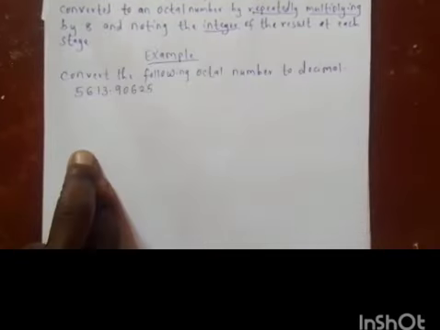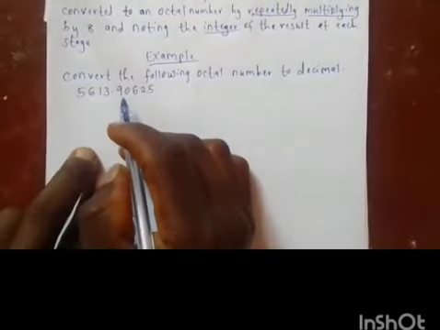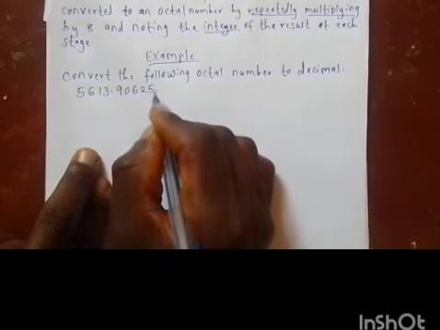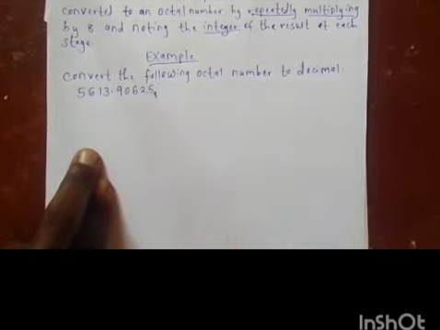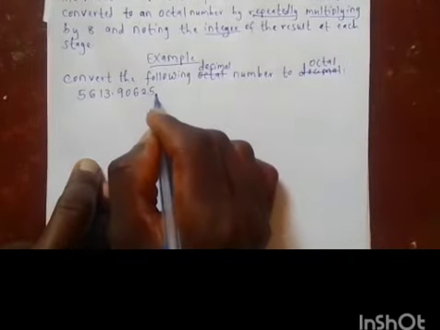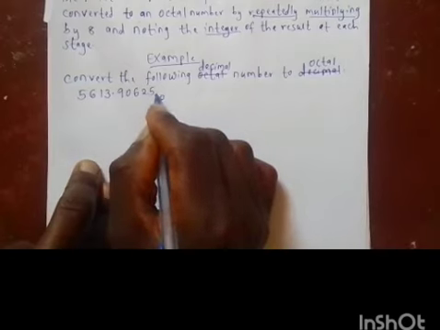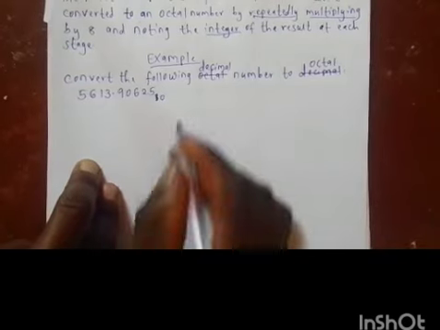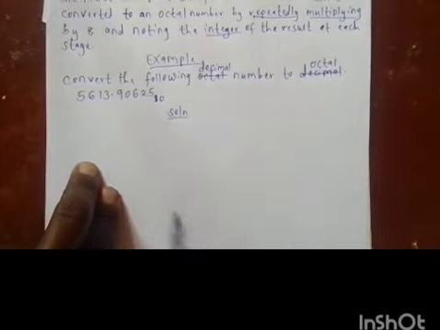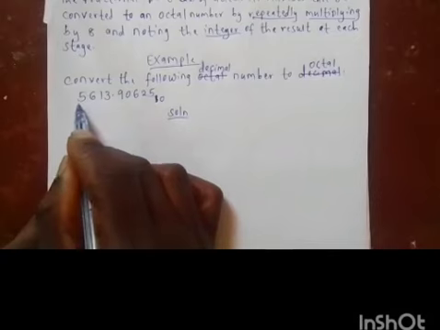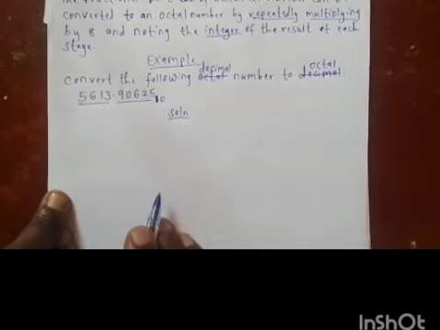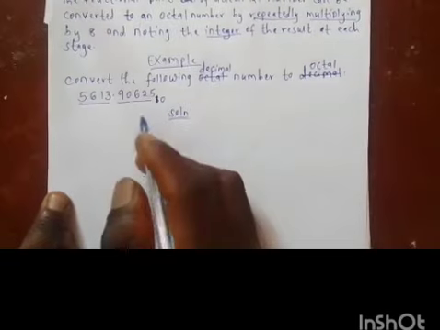You need to convert this decimal number into an octal number, this one to the base of 10. Here this number consists of an integer part and a fraction part. So we start by converting the integer part.